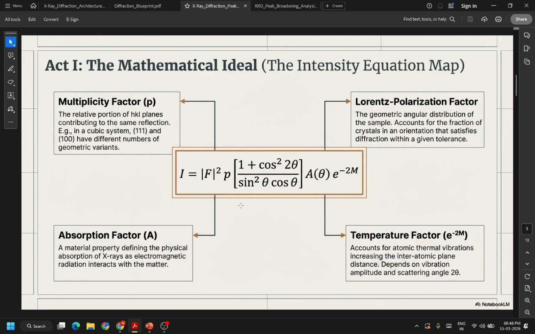Then there is your absorption factor. It is a material property that defines the physical absorption of X-rays as EM radiation interacts with the matter. That will also depend on your angle, because as you change the angle, the number of atoms interacting with the X-rays will also change. So it's given as A of theta. Then there will be a temperature factor, e power minus 2M. It accounts for atomic thermal vibrations, which increase the interatomic plane distance. It depends on vibration amplitude and scattering angle 2 theta. And then F, you already know, is your structure factor.